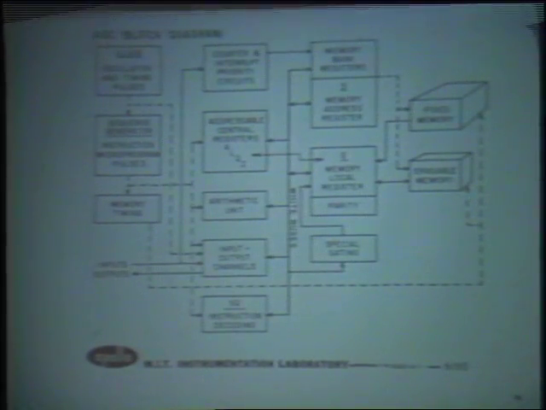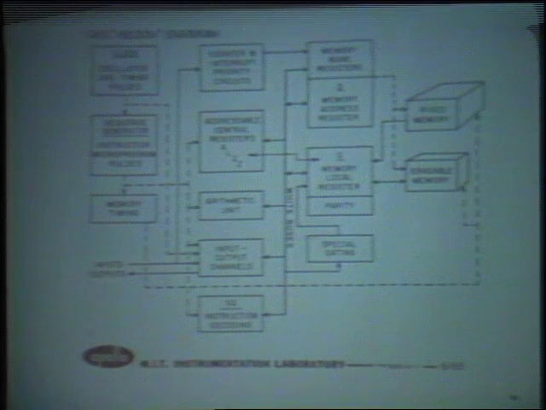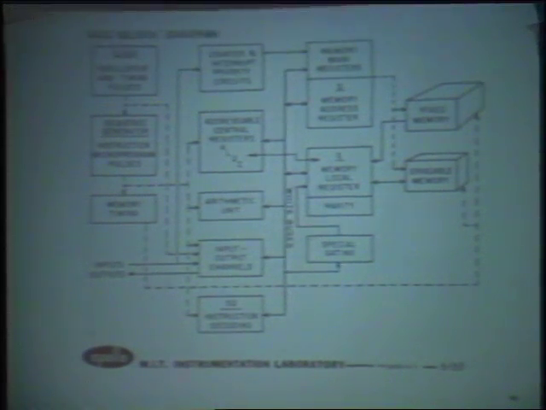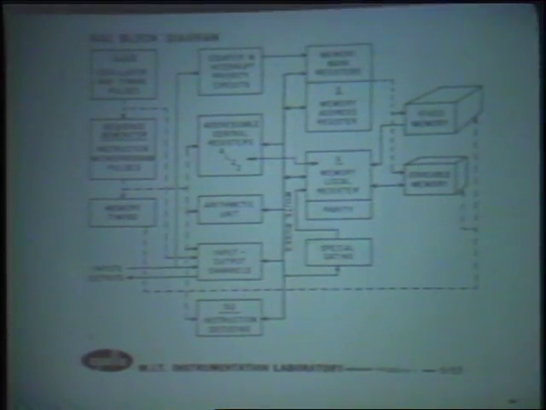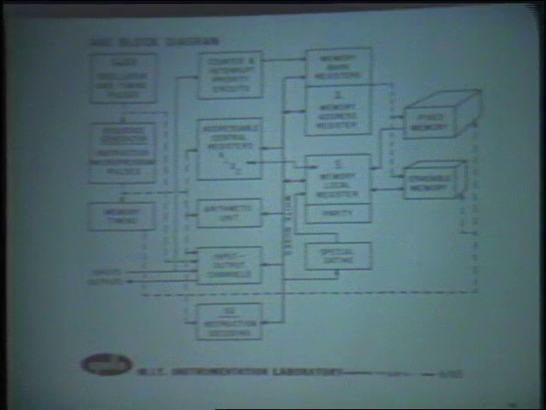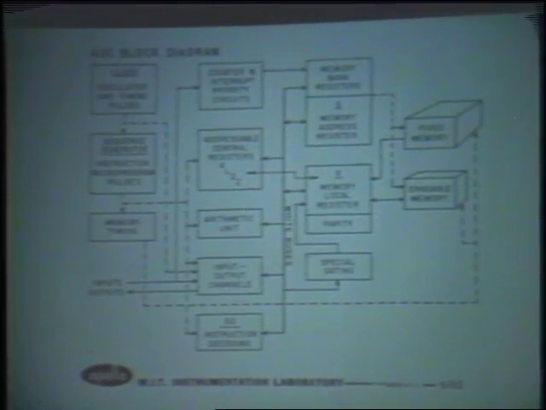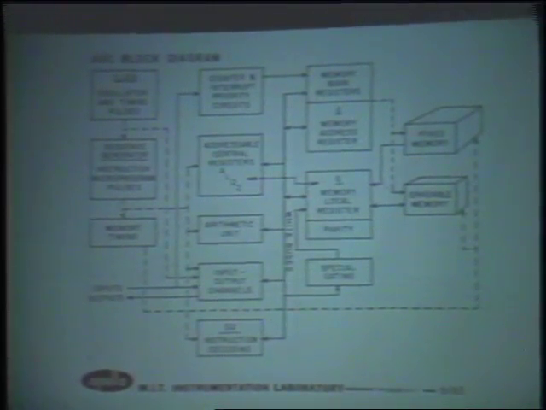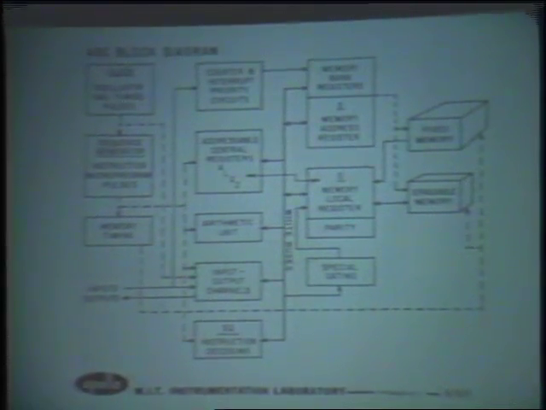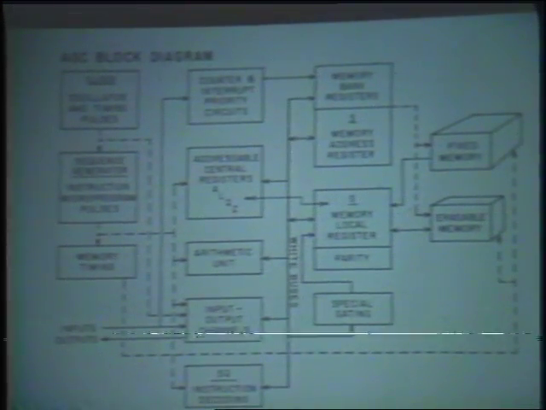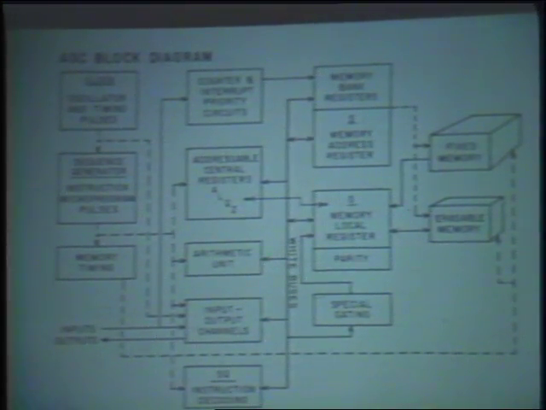The computer has 3 principal sections: a memory to the right here, the central processor, and the control section over on the left. The memory section is divided into 2 portions, the fixed and the erasable. The fixed, or the read-only portion, was 36,000 words, and the erasable was 2,000 words.